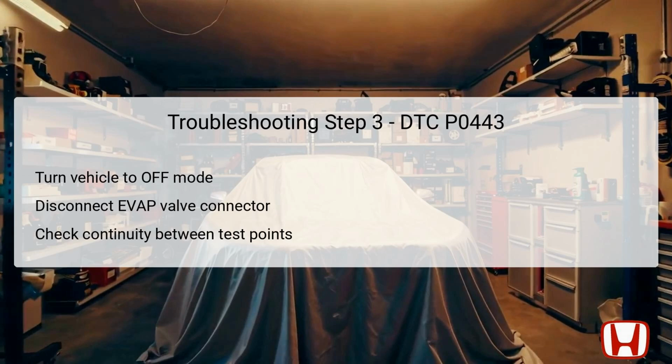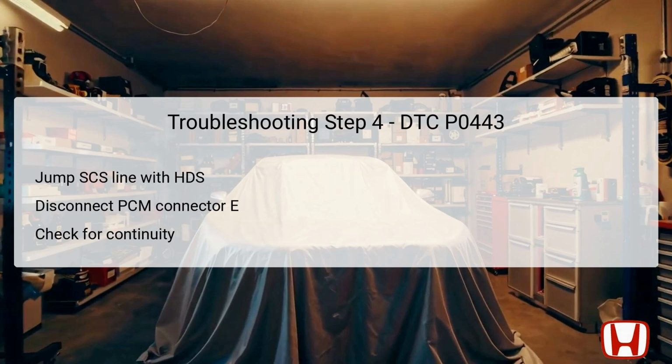If continuity is present, proceed to Step 4 for further analysis. If there is no continuity, the valve likely needs replacement. In this step, utilize the HDS to jumper the SCS, service check signal line. After waiting for at least 1 minute, disconnect the PCM connector E, which contains 80 pins.